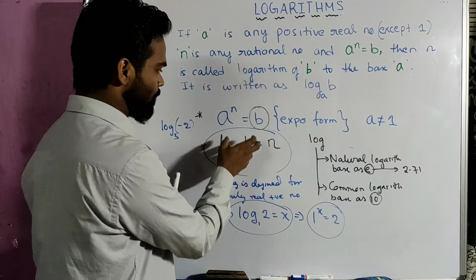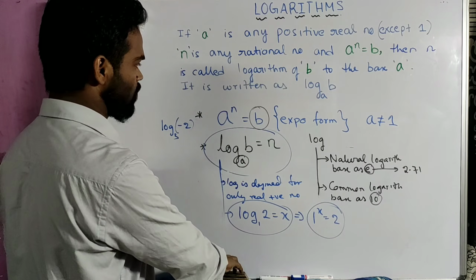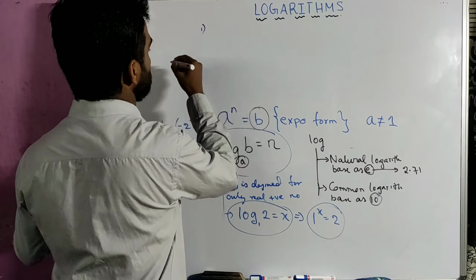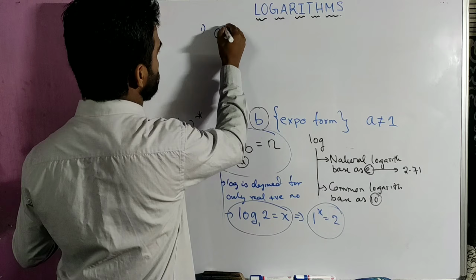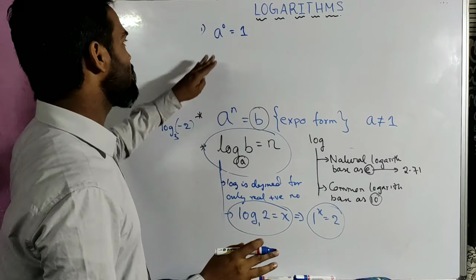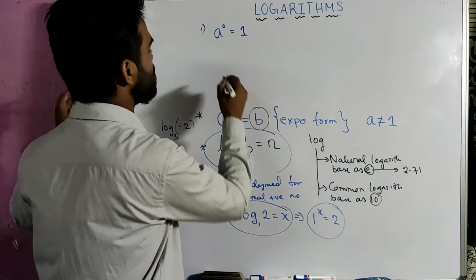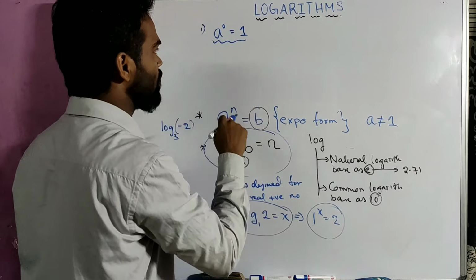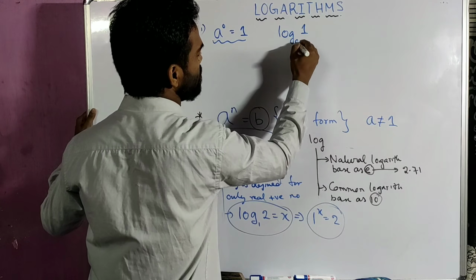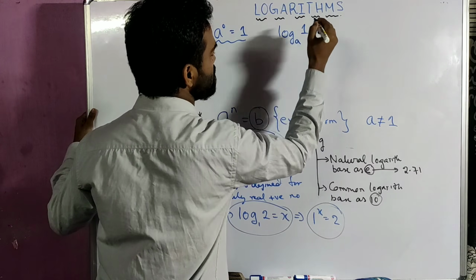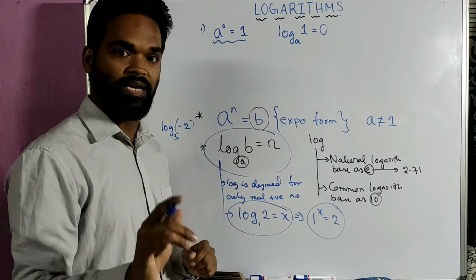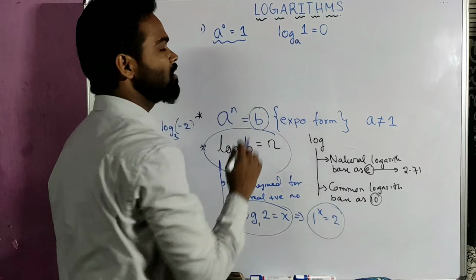Now, a few more properties regarding this. Look over here. Suppose a to the power 0 is equal to 1, we know, in exponential form. And suppose a not equal to 1, then this can be written in logarithmic form as log of 1 to the base a is equal to 0. So log of 1 to any base except 1 will be 0.